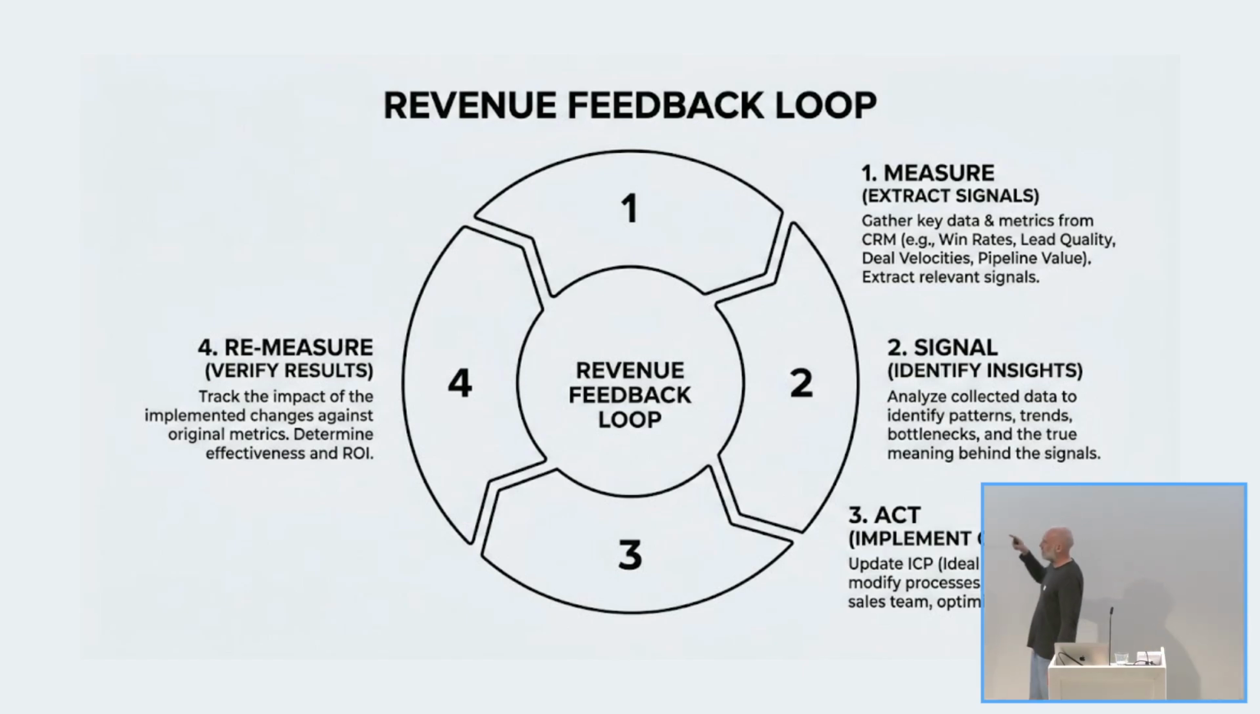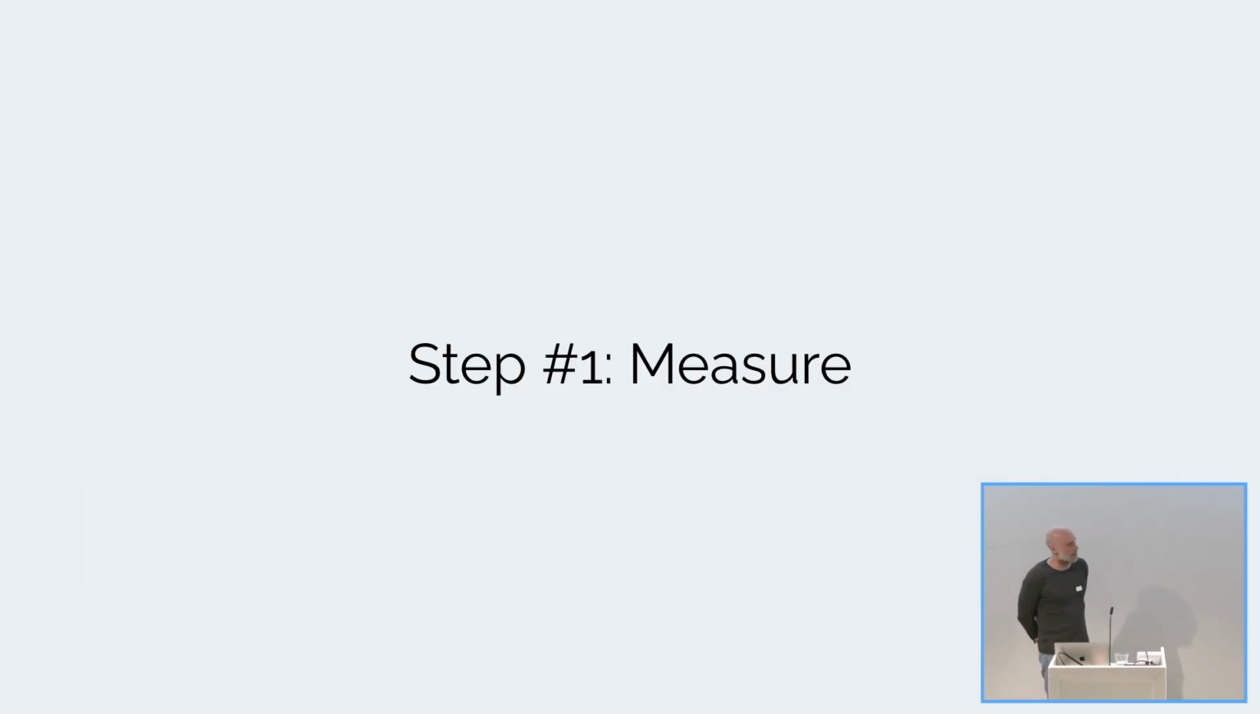So we have 4 stages. First of all, measure. That means extracting the signals that you need to understand what actually happens in your business. The second one is using those signals to understand where you need to push and what you need to improve. Based on that, you're going to act, so you're going to implement the changes. And last but not least, you have to validate and verify your results to see if you made the right choice.